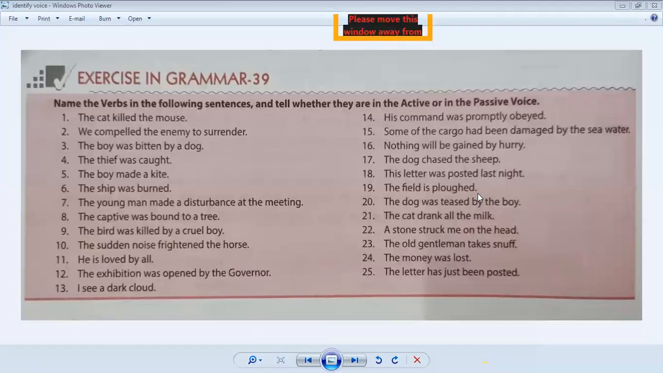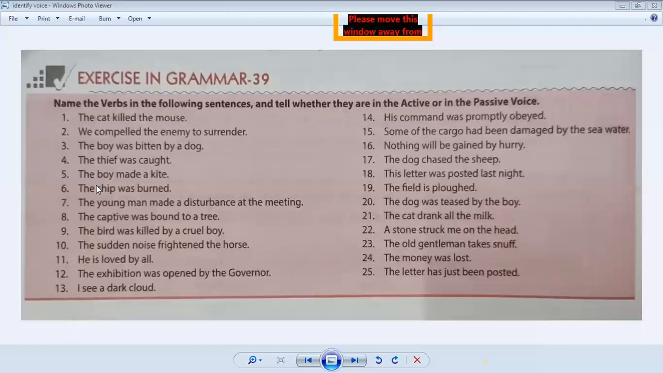Sixth one, you didn't understand. See here, what is the problem? The ship was burned by them or by somebody. This part they have omitted. That is why you're feeling that this could be an active voice. No, this is a passive voice because the action is being performed on the ship. Ship is not the active subject. That is why it is passive voice.